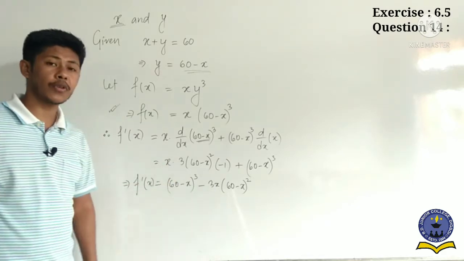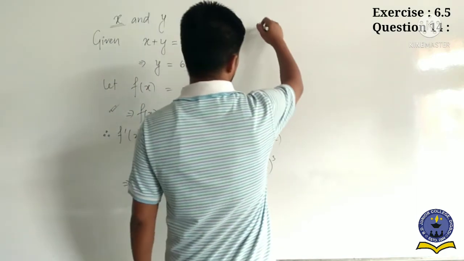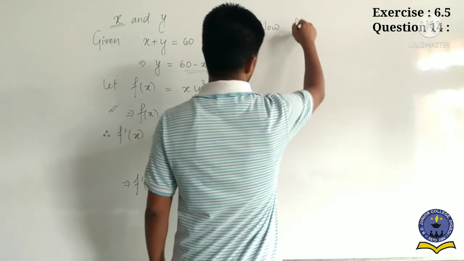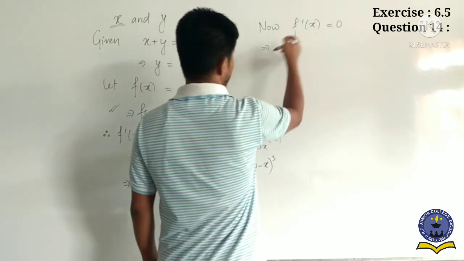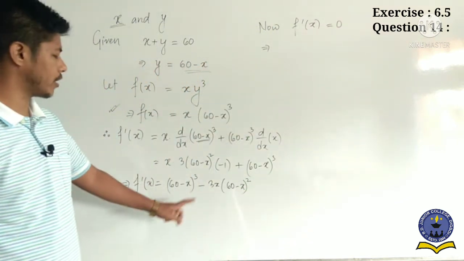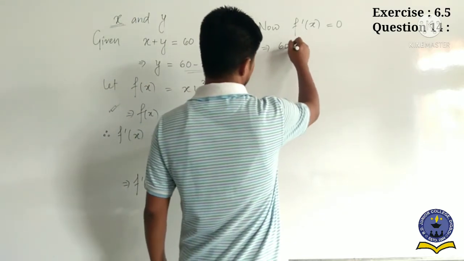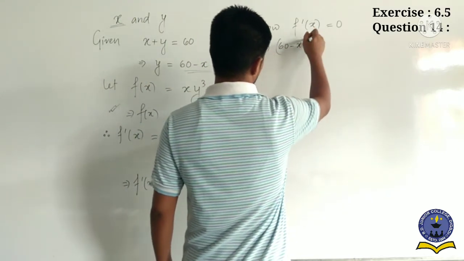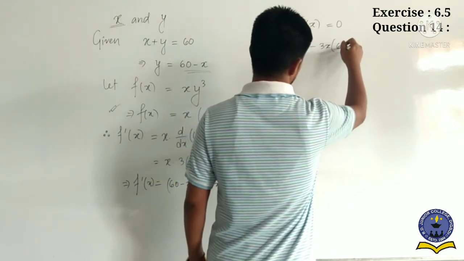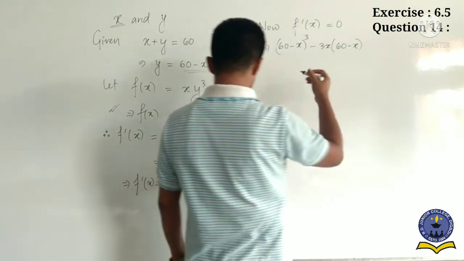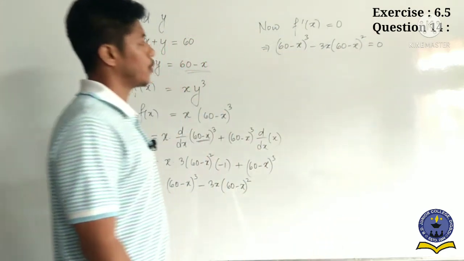Now after that, the next step is what? We have to write f dash of x equals 0. So we write now f dash of x equals 0, and in place of f dash of x we have to put this value. This value is what here? (60 minus x) whole cube minus 3x into (60 minus x) whole square equals 0. This one we have to put here.